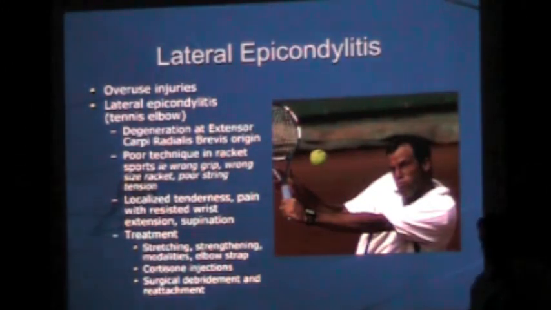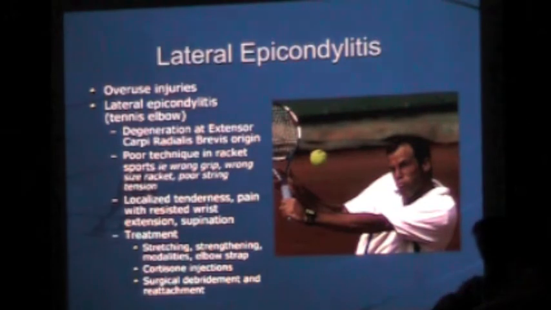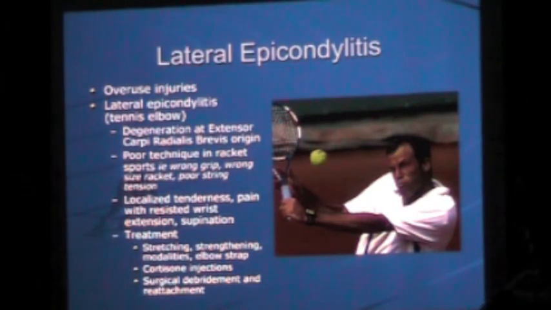I like to do what's also called a piano key sign. I have them extend their elbows, flex or extend their finger and their elbow, and then push on this 3rd digit, okay? Because that's where the ECRB inserts down distally around here at the base of the metacarpal. So if they have pain when you're resisting on that 3rd digit, and it irritates the lateral epicondyle in this area, that's a positive sign.